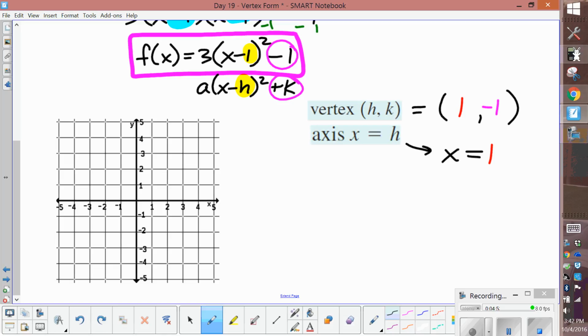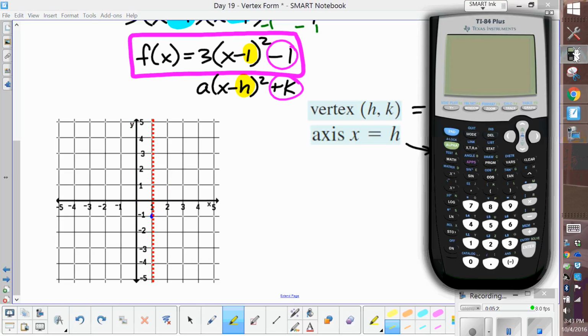So I can go ahead and plot these points over here on my graph. My vertex is going to be to the right one, down one. My line of symmetry is going to look like this, cut right through the middle. I know my parabola is going to open upward because of that 3, and it will be stretched vertically because of that 3. So as a general rule of thumb, I know it's going to look something like this. But I'm going to type it in the calculator to get some cleaner points.